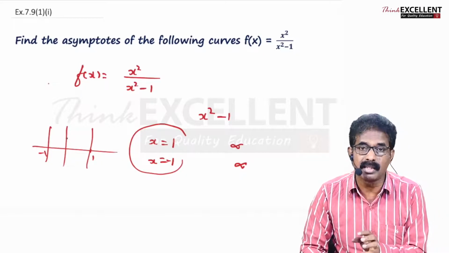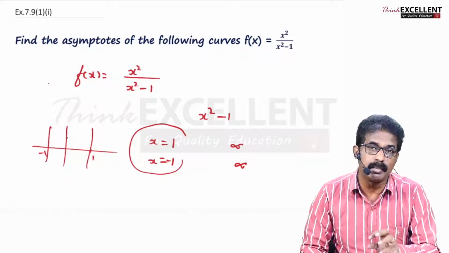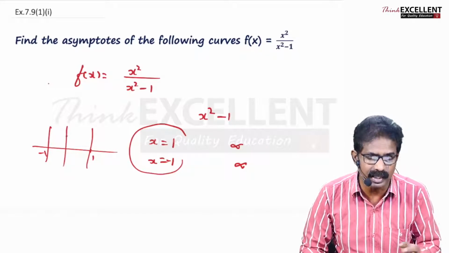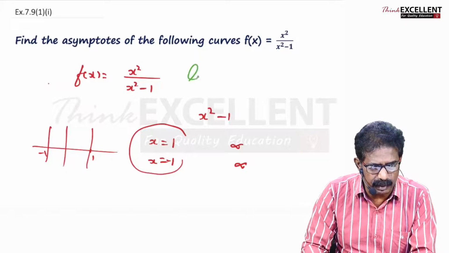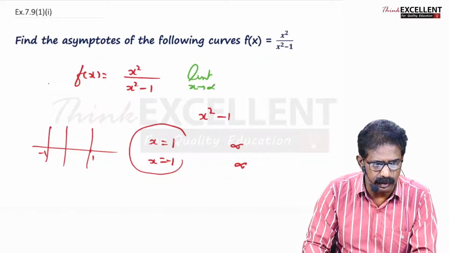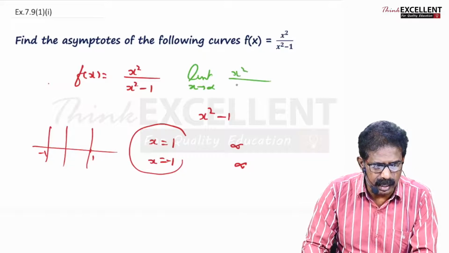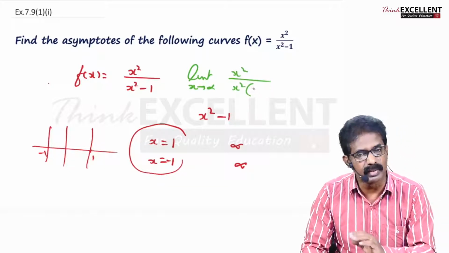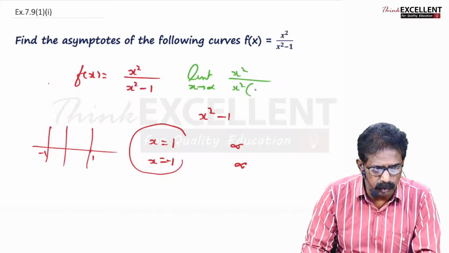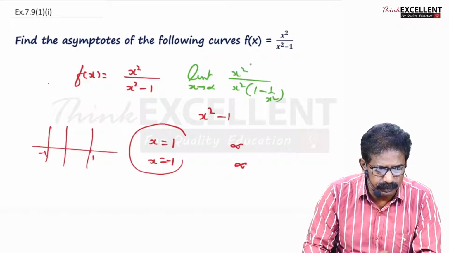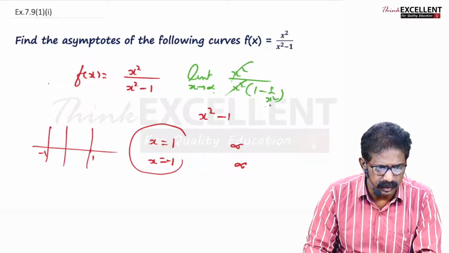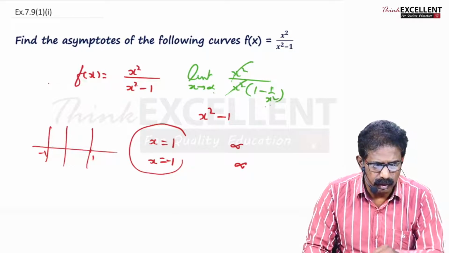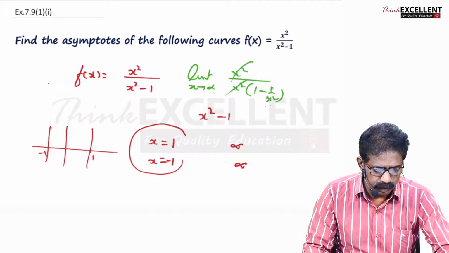What about horizontal asymptote? You have to take the limit x tends to infinity, right? Suppose you take limit x tends to infinity. See what you get when you apply the limit. Limit x tends to infinity, numerator x square. Denominator take x square common. Even though it is not common, take outside. You will get 1 minus 1 by x square, right? Infinity you give, 1 by infinity, right? 1 by infinity is what? 0, right?